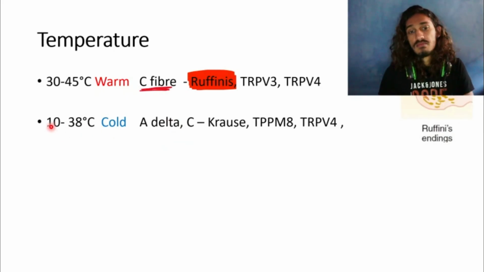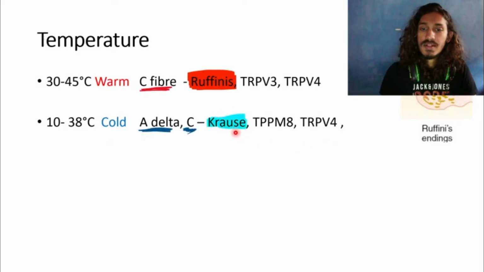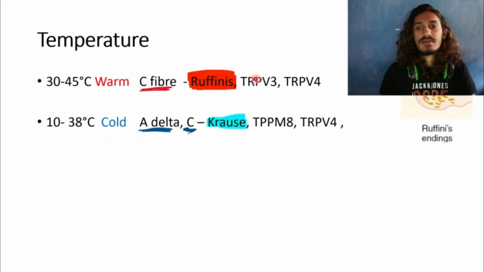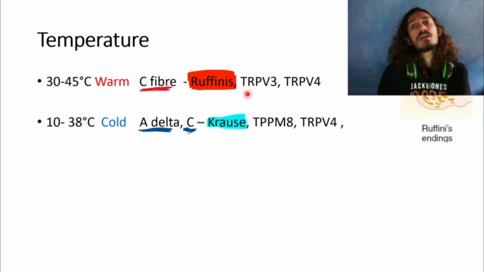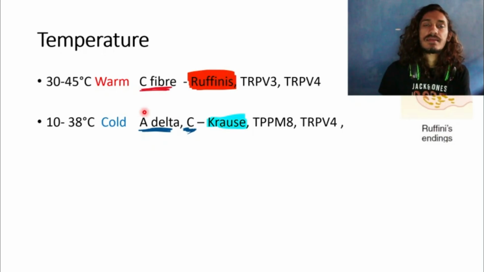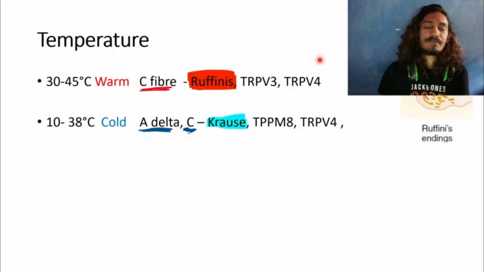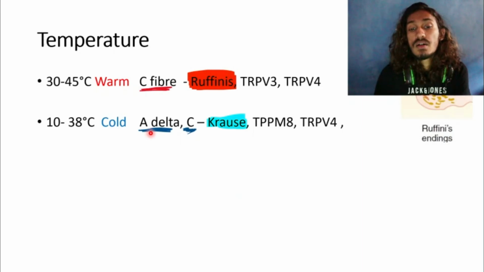Cold, on the other hand, is around 10 to 38 degrees Celsius. We have the Krause corpuscle. Along with that, just like the transient receptor vanilloid channels that we had seen earlier, there's TRPM8 for menthol. So that, along with Krause, detects your cold. It's also mentioned that TRPV4 has some overlapping activity. So here there is A delta as well, C fiber and A delta as well.